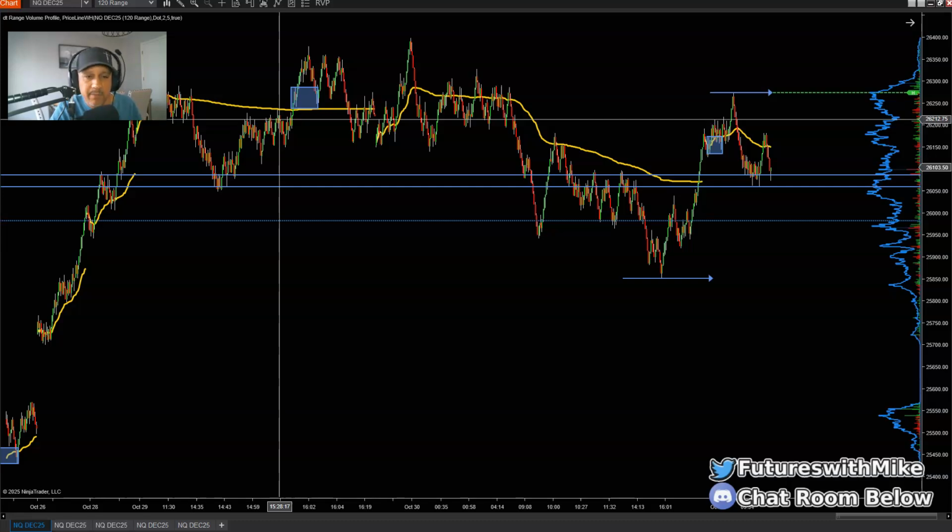Supply and demand, if that's your style and how you want to trade, because to me, that is honestly the holy grail to trading, and being able to understand these massive moves that the banks and institutions make, and being able to see them on these charts.